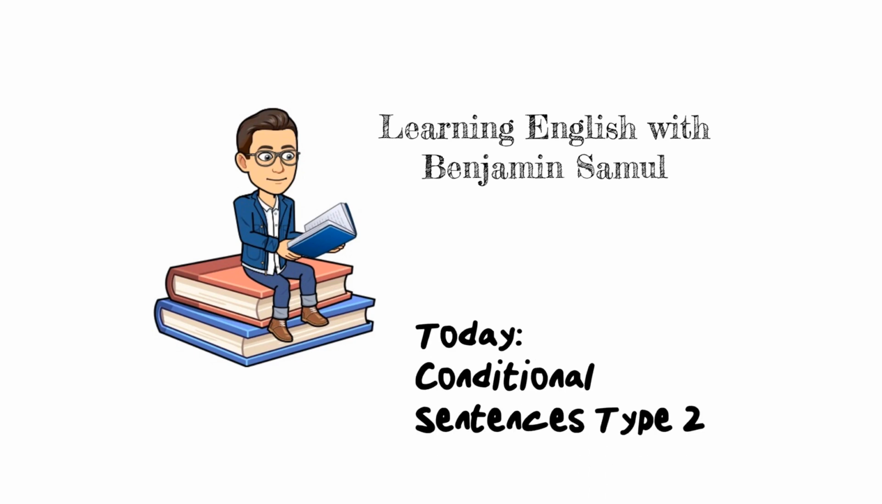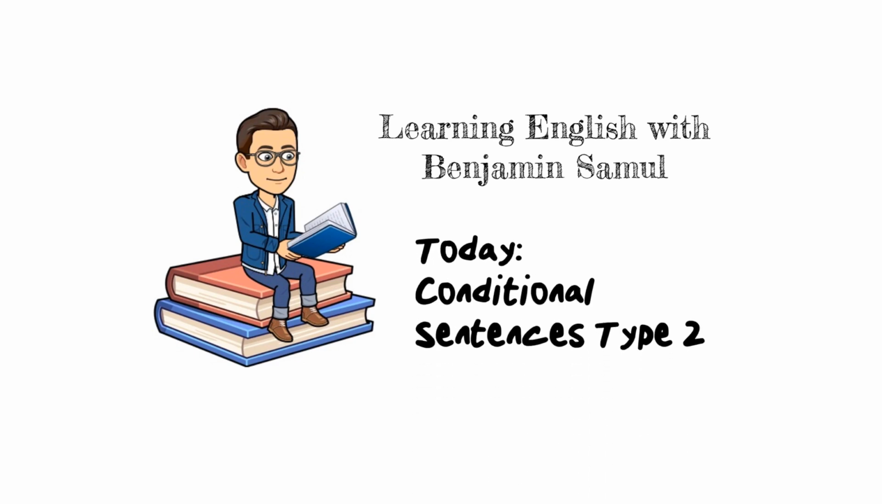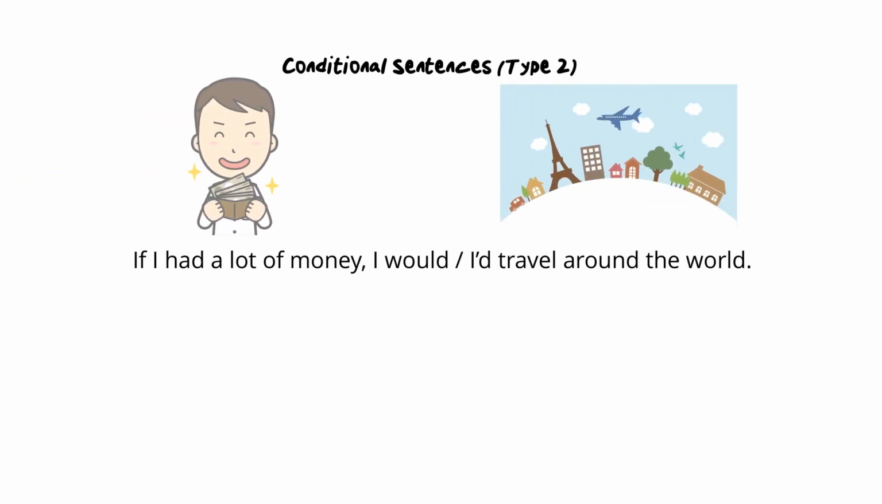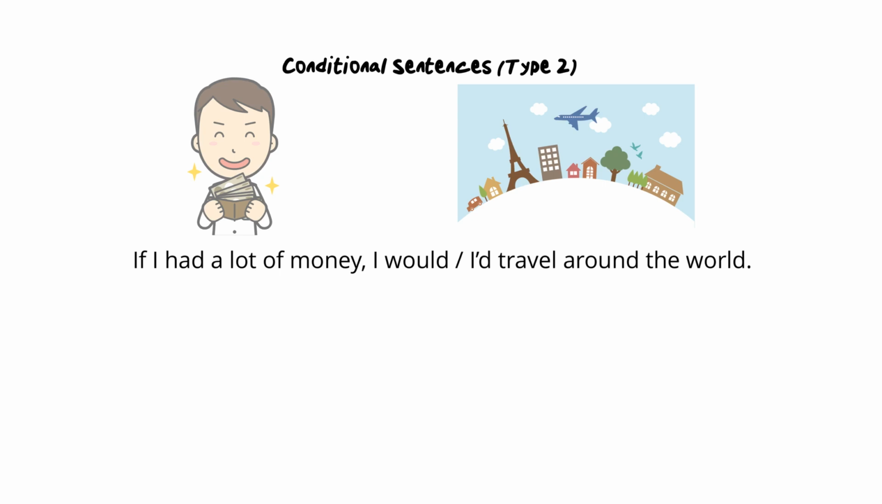Today, conditional sentences type 2. Let's start with an example sentence. If I had a lot of money, I would or I'd travel around the world. This is a conditional sentence type 2. What do you think? When do we use these kinds of sentences?